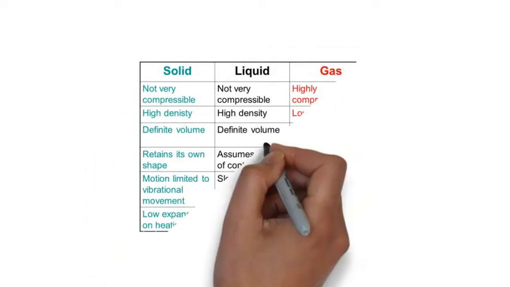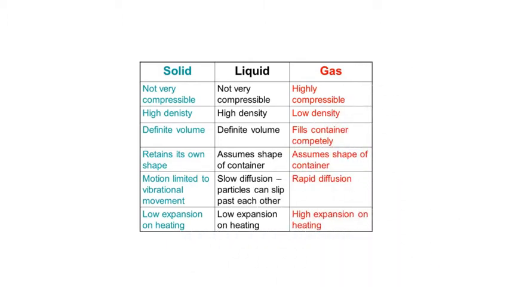Now, as you can see in the table in front of you right now, this is basically a table of the characteristics of different states of matter, but I don't think we need to discuss it. It's a fairly simple thing. You can look at it.